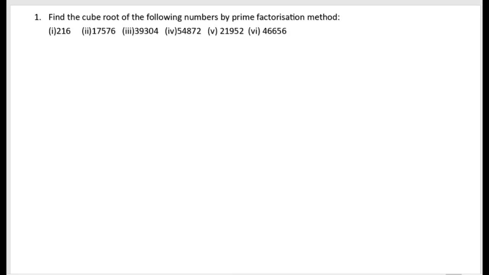Now, fourth bit, we will find out the cube root of 54872. So let us start the solution. So the given number is 54872. Now we will find out the factors of 54872. Since the last digit is 2, so we can take 2 table.